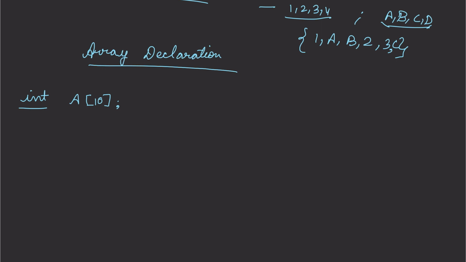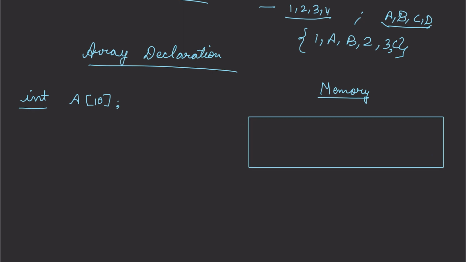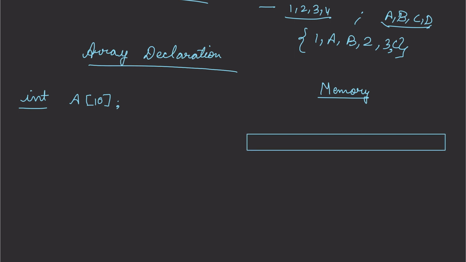Our array is created. So let us consider that inside the memory we have created an array. After executing this command, we have created an array in the memory. So now how will it look? Let us consider a block and divide it into 10 parts: 1, 2, 3, 4, 5, 6, 7, 8, 9, 10.